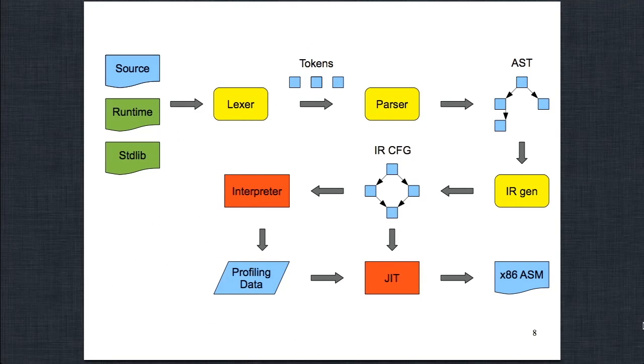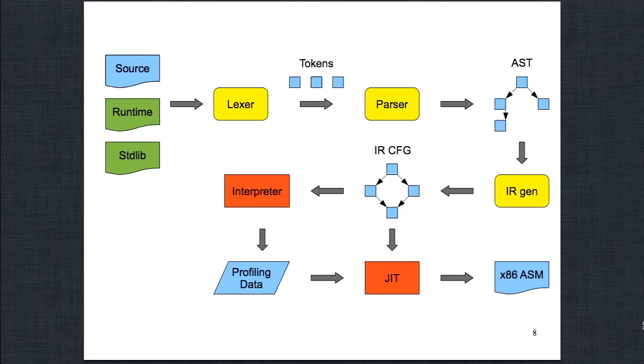So the structure of Higgs goes like this. It's kind of a typical compiler pipeline. I start with the source code for the program that I'm compiling, source code for my runtime and standard library, and it goes through a lexer, gets converted into a sequence of tokens, which is then parsed into an abstract syntax tree. And then I convert this abstract syntax tree into an intermediate representation based on a control flow graph.